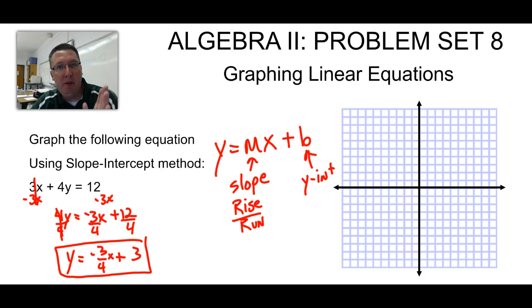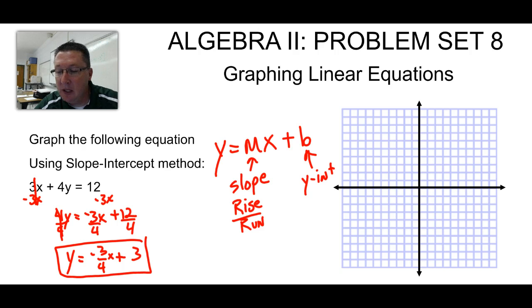So it's how far up or down, and then how far over we go. It's telling us how steep the line is. It also tells us whether it has a positive or a negative slope, which means does it go downhill from left to right, or does it go uphill from left to right? So that tells us how steep the line is.